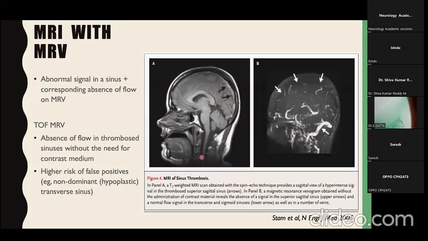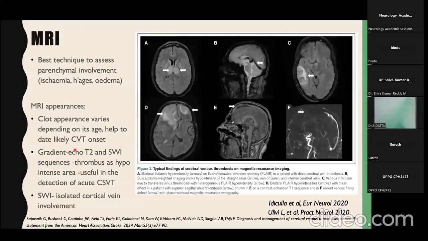MRI with MRV is mainly used. MRI is especially beneficial in helping detect cortical vein thrombosis. For isolated cortical vein thrombosis, when you take SWI, a single thrombosed vein can be seen. That should help you identify cortical vein thrombosis. Otherwise, it may not be visualized in MRI or the plain CT. Only the SWI will show you that.